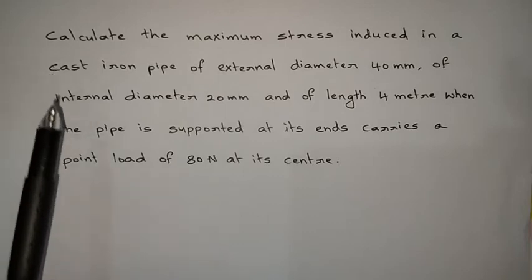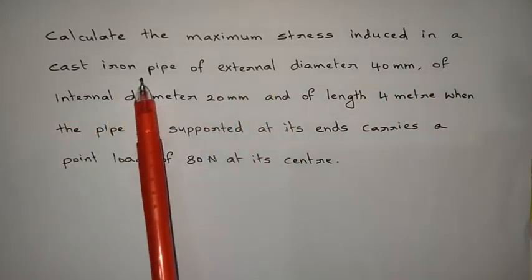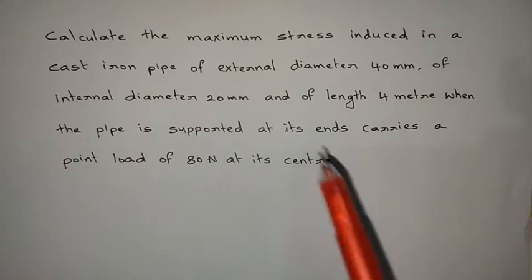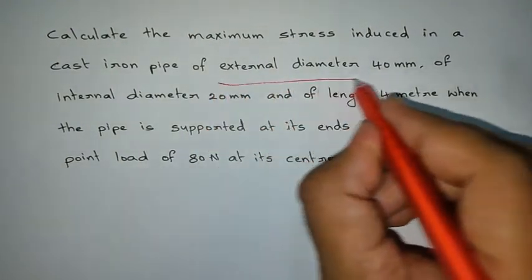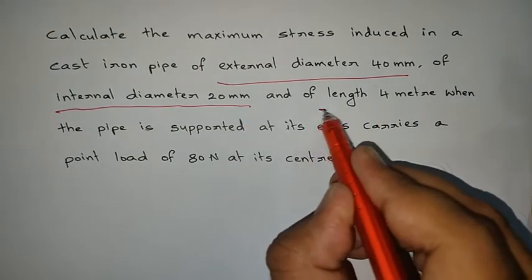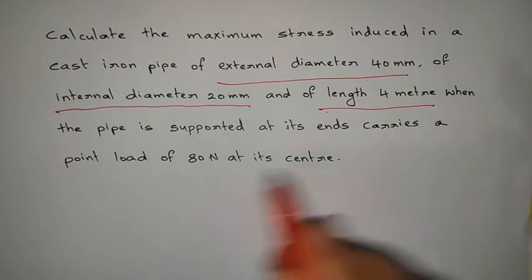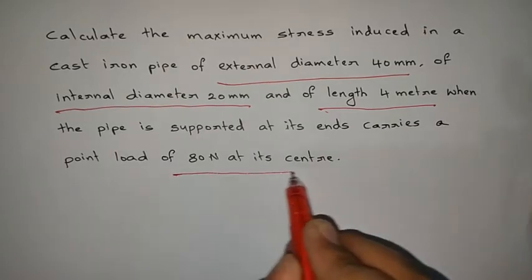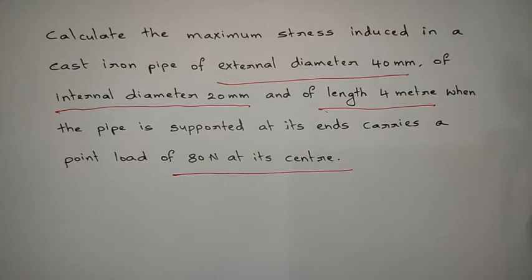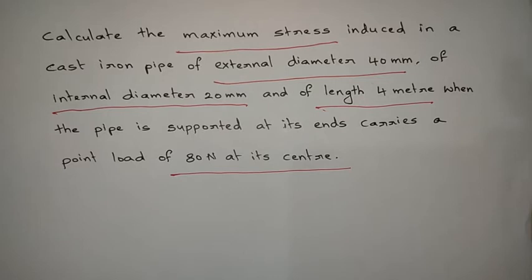So here it is: calculate the maximum stress induced in a cast iron pipe of external diameter 40 mm and of internal diameter 20 mm and of length 4 meters, when the pipe is supported at its two ends and carries a point load of 80 newtons at its center. Then he is asking us to calculate the maximum stress. అయితే ఆ టైంలో మనల్ని maximum stress అనే దాన్ని క్యాలిక్యులేట్ చేయమంటున్నాడు.